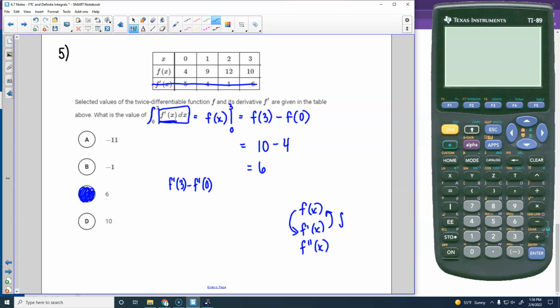We always subtract. If you think about position, like when we were integrating velocity, it was our change in position. So you would take position at 3 minus position at 0 to see how far the particle was displaced. Those are the rules that we had on the homework.